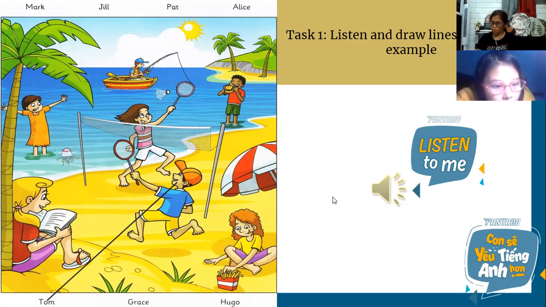Is that your friend in the boat too? Mark? Yes. Mark's my friend. Does he like fishing? Yes, he does.